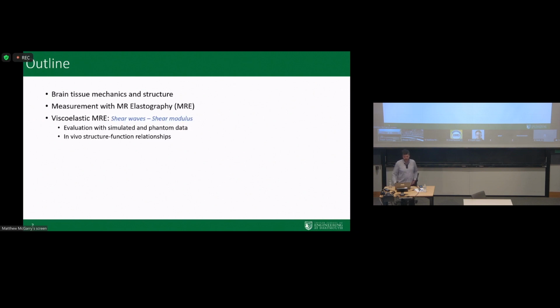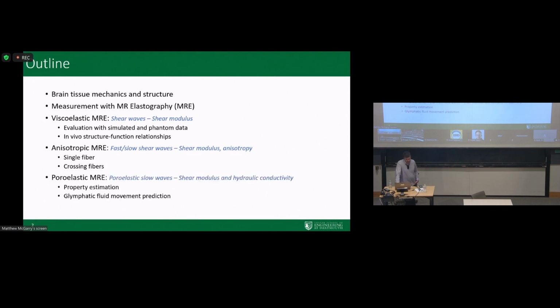There'll be 3 kinds of flavors that I'm going to talk about. First, viscoelastic MR elastography uses shear waves to image the shear modulus. Anisotropic MR elastography uses, there's 2 types of shear waves in an anisotropic material, and from these you can measure the shear modulus and anisotropy. And finally, at the lower frequencies of cardiac pulsation, poroelastic models come into play, and these use a poroelastic slow wave, where you can look at the shear modulus and hydraulic conductivity. And finally, we've got some schemes to use that for the prediction of glymphatic fluid.